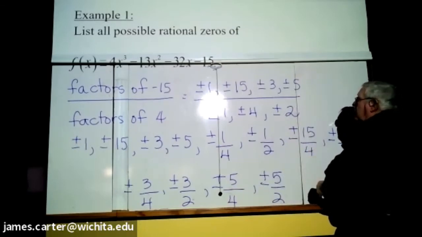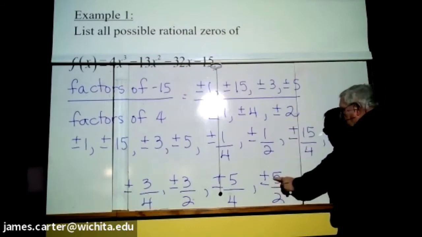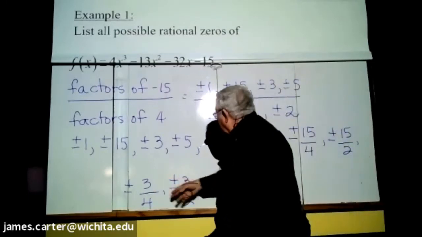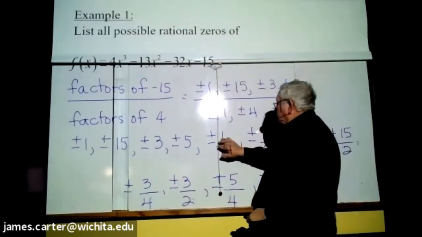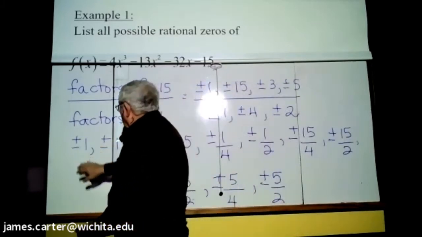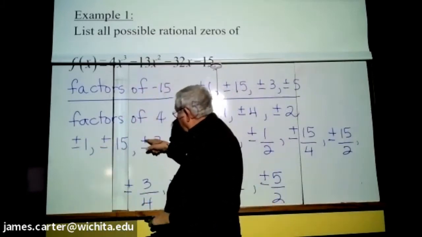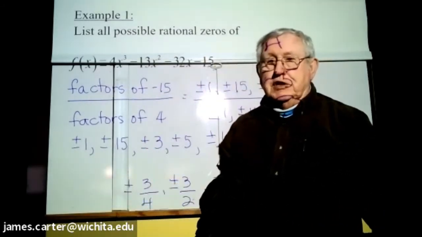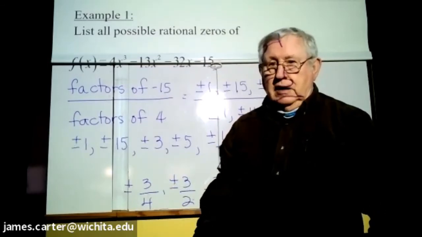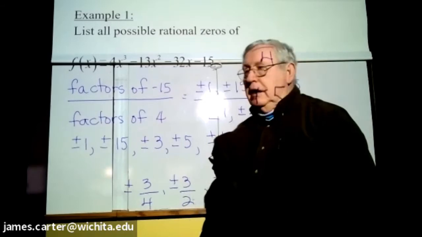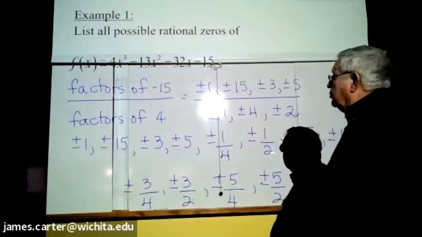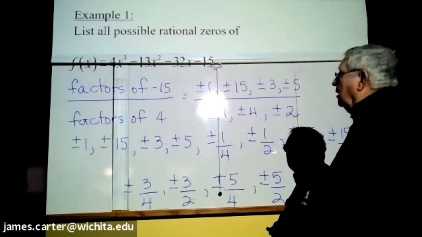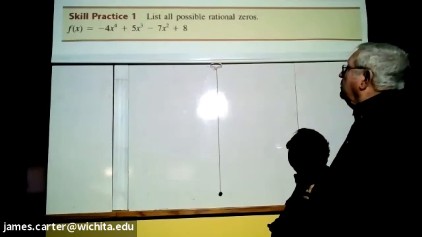5 over 3, 5 over 2 is here. So what we've got, 1, 2, 3, 4, 5, 6, 7, 8, 9, 10, 11, 12, and 2 signs of each. We've got 24 possible sets of zeros that we might look at. Well, you want to go smarter, not harder. You don't want to try all of them. You want to try some that are a little more obvious if you can. Well, let's go on to the next problem.